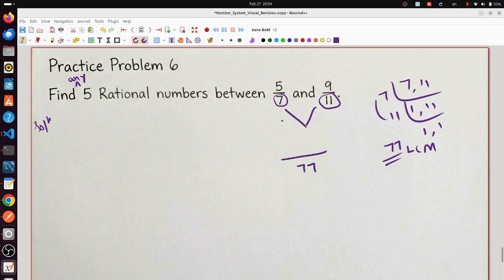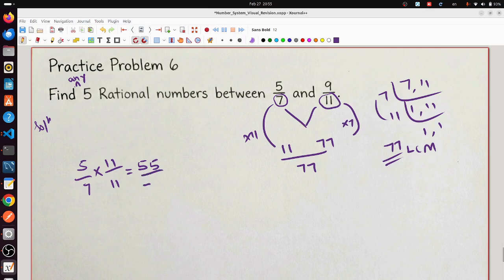So 7 into 11 and 11 into 7, we have 77. Like this we have, right? Now if you want to equalize this denominator, 5 by 7, if you want to make this 77, we need to multiply both with 11, right? What we will get? 55 by 77.